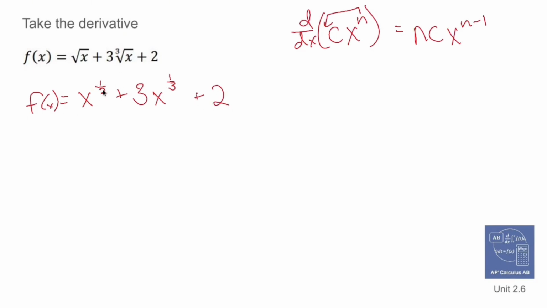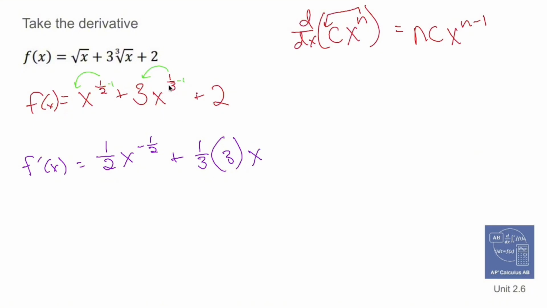So now that I have these as number exponents, I can drop the 1/2 down and subtract 1. Drop the 1/3 down and subtract 1. All right, we'll get to that too in a minute. So f prime of x is going to be 1/2 x to the 1/2 minus 1 is -1/2. Okay, now we're going to bring down the 1/3, so plus 1/3 times the 3 that's already there. X to the 1/3 minus 1 is -2/3.